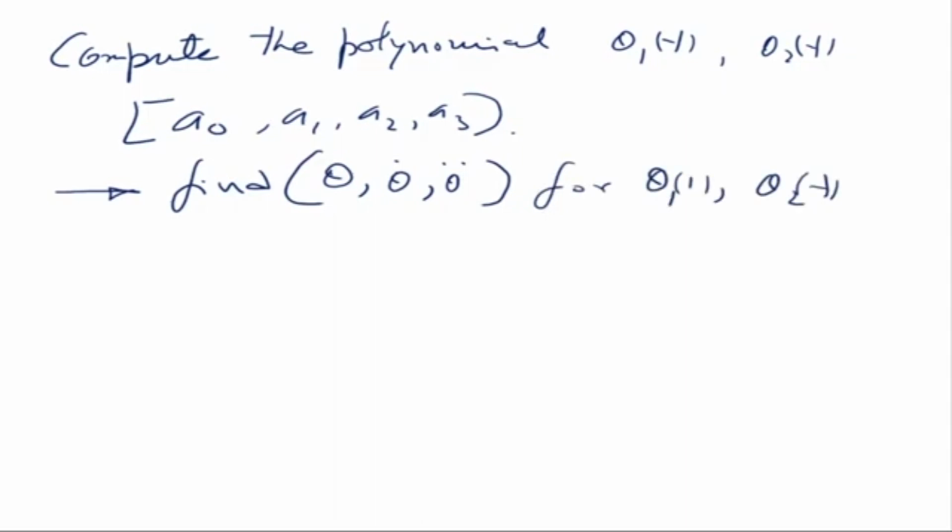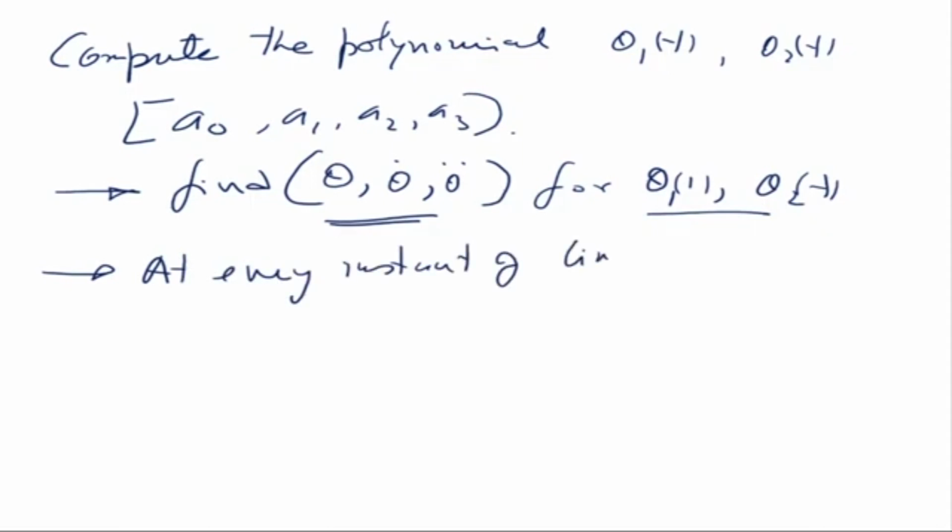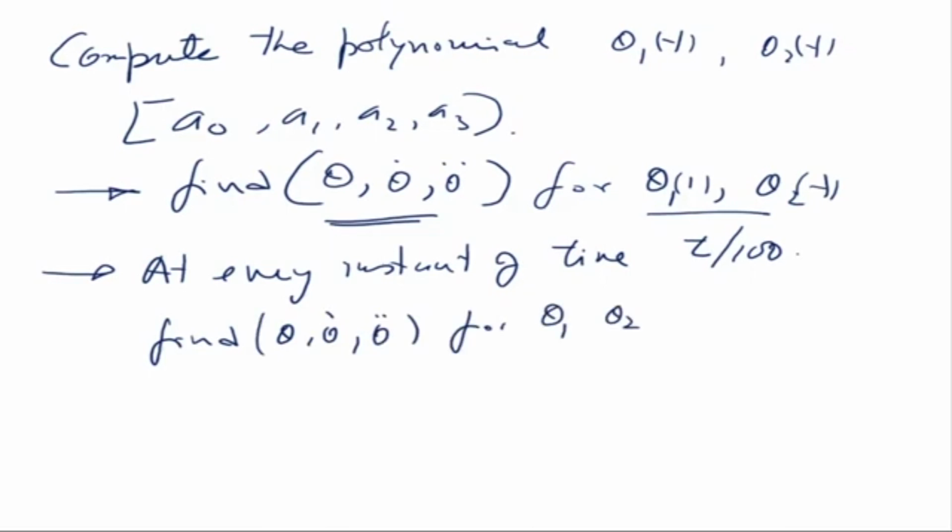Okay, now at every instant we have to find these values, put them into the dynamic equation and compute what tau is. So at every instant of time, I will probably divide the total time t by 100 units, or less than that. And then for every instant of time, we can find theta, theta dot, and theta double dot for theta 1 and theta 2 in terms of time, and then put it in the dynamic equation.